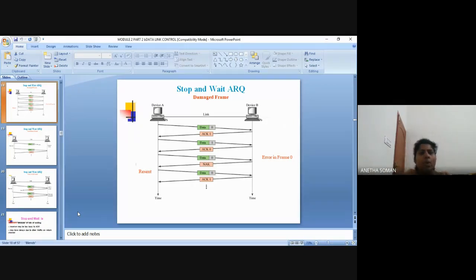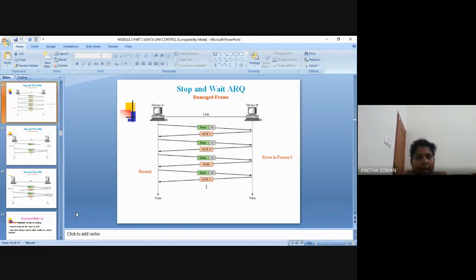Now, what happens when a frame is damaged? You can see on the right hand side, once data 0 is transmitted, there is an error in that frame 0. Now, what does the receiver do? The receiver returns a NAK frame, a non-acknowledgement frame, and the sender has to retransmit the data.